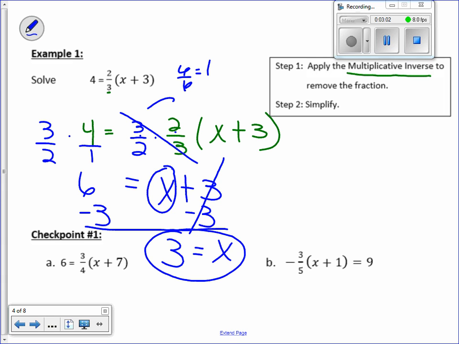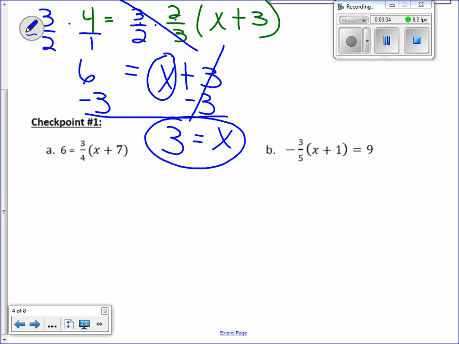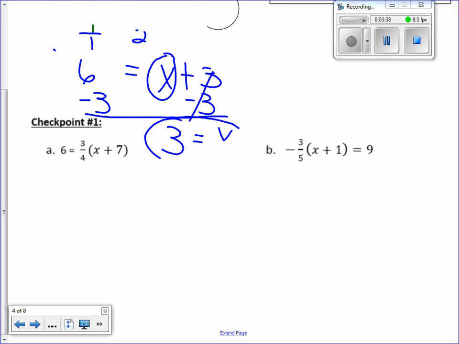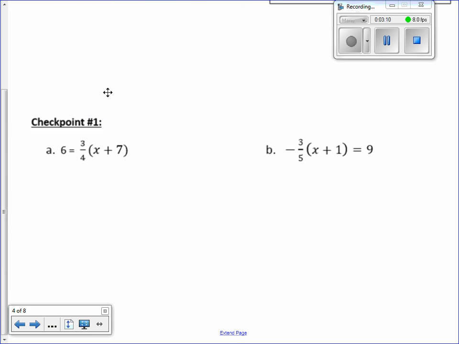All right, so let's look at our checkpoint. I'm going to erase this and give us space. I'm going to work out checkpoint B because a few of you were having issues with that. We have a negative 3 over 5 times the quantity x plus 1 is equal to 9. We know we're going to use the multiplicative inverse, but keep in mind that that fraction is negative, so we have to use a negative reciprocal.